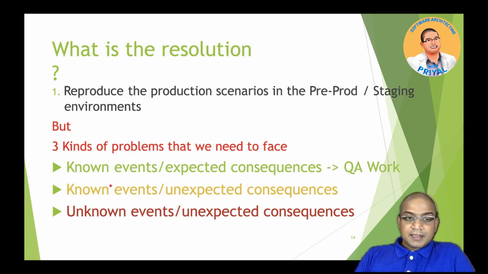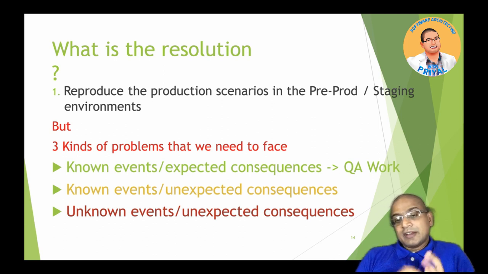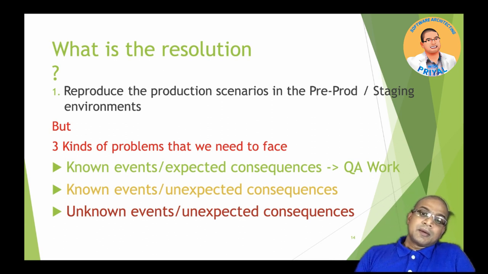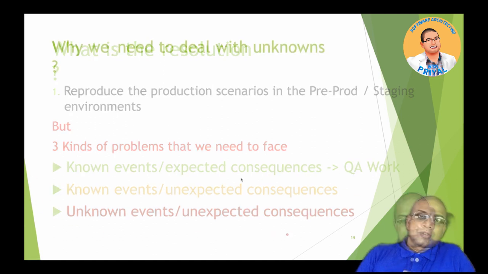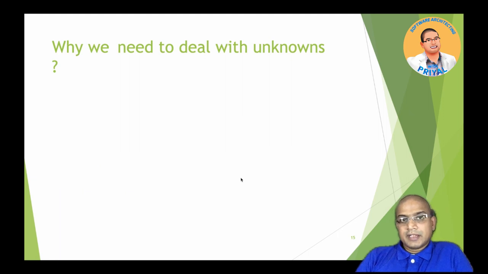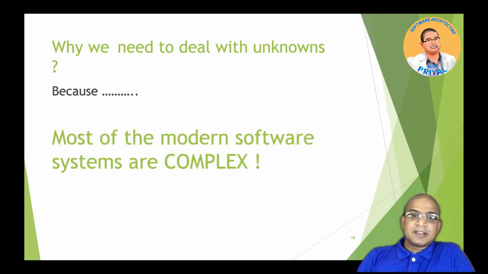And the other type is unknown events and unexpected consequences. And the most difficult part is unknown events and unexpected consequences. So when it comes to chaos engineering, mainly we are focusing on these last two categories. So you may ask a question, why do we need to deal with unknowns? Because you are the one building this particular software, and why are we talking about these unknowns? Because the reason is, most modern-day software are complex systems.